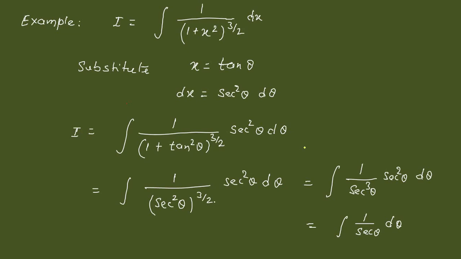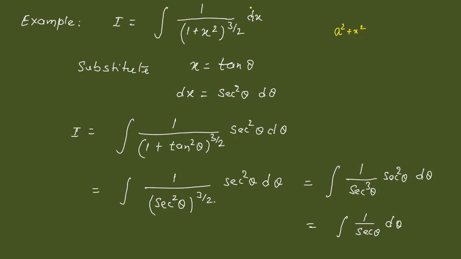Let us do this example. In this we can see the integrand is 1 over (1 plus x squared) to the power 3 by 2. We can see 1 plus x squared is in the form of a squared plus x squared. Here a is 1 and x is x. So of course we have to substitute x equals tan theta. After doing so, we will get dx is sec squared theta d theta.